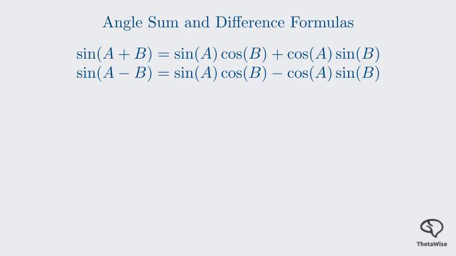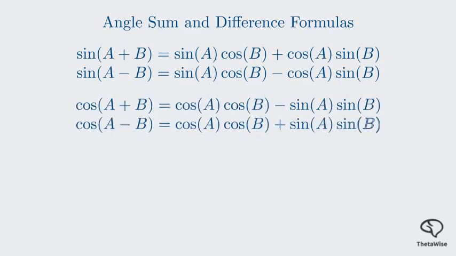Now for the cosine formulas. The cosine of the sum is cosine A cosine B minus sine A sine B. Notice the sign is opposite here. The cosine of the difference is cosine A cosine B plus sine A sine B. Again, the sign is opposite.